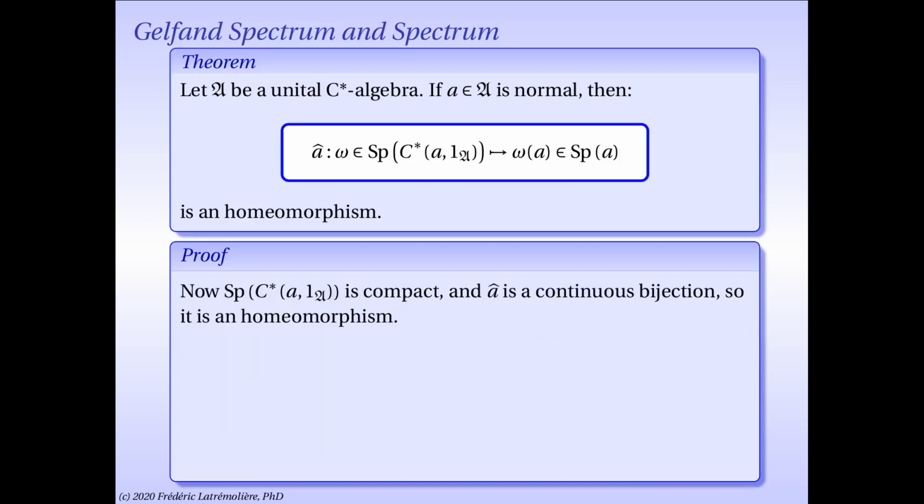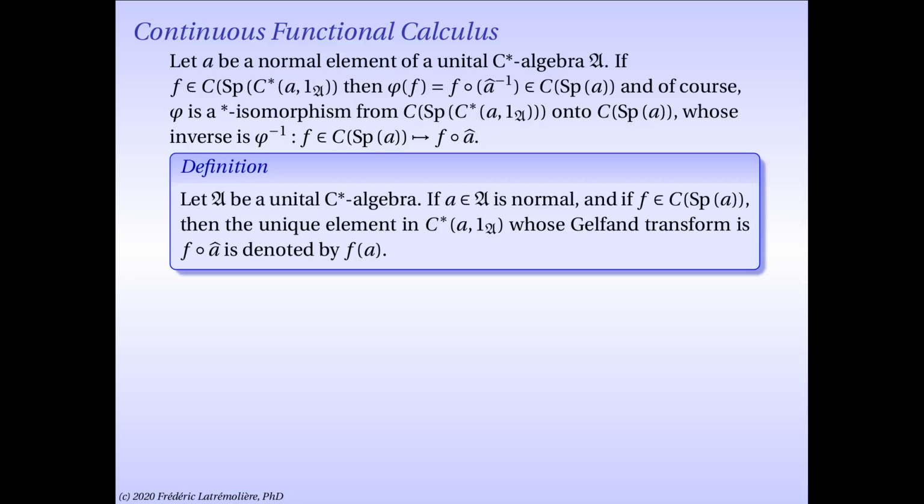So we now have a continuous bijection, which is not usually enough to conclude it's a homeomorphism, but here it's a little bit different because, of course, the Gelfand spectrum of the C-star algebra generated by A in the unit is a compact space. So actually, being a continuous bijection does imply that the Gelfand transform of A is a homeomorphism as claimed. Using this observation, we are now going to construct the continuous functional calculus for normal elements of C-star algebras.